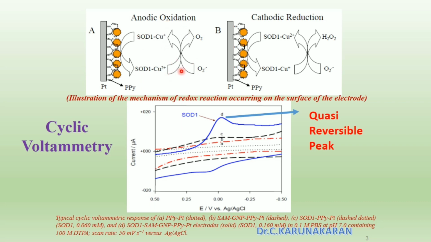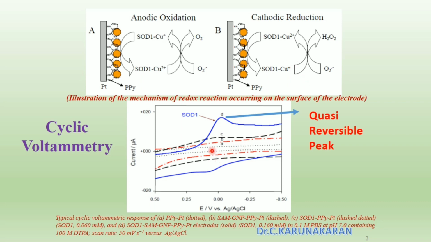Actually, at the electrode surface, copper 2 plus is reduced to copper plus by superoxide radical to give O2, and again the copper plus reacts with another superoxide molecule, Cu plus O2 minus, to give hydrogen peroxide, and it gives back Cu2 plus as superoxide dismutase. At the active site, the SOD1 enzyme, superoxide dismutase, has copper metal at the active site. It redox cycles between copper 2 plus and copper plus during the superoxide scavenging.